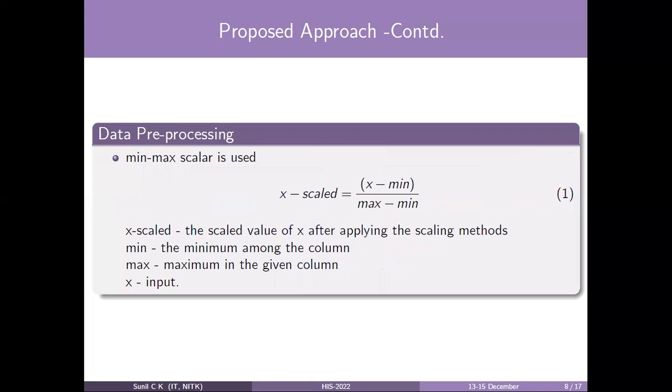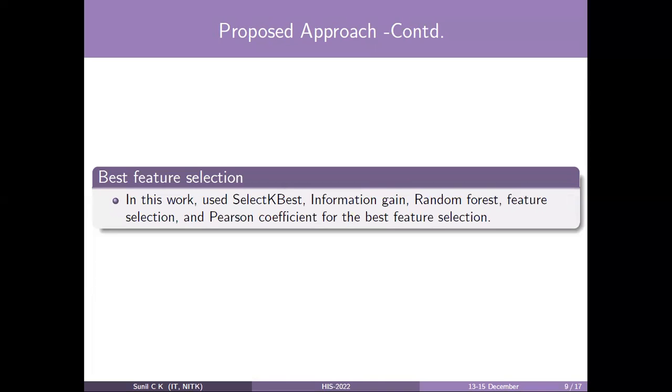We have applied the data pre-processing technique called min-max scaler. Here x scaled means the scaled value of x after applying the scaling method, min means the minimum among the column, max means the maximum in the given column, and x is the given input. For best feature selection, we have used select k best with information gain, random forest feature selection, and Pearson coefficient.